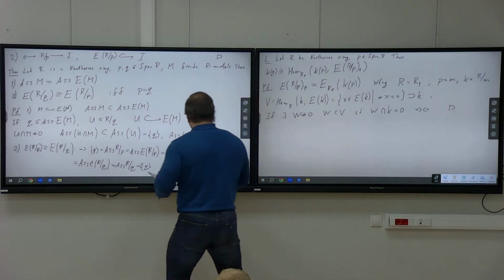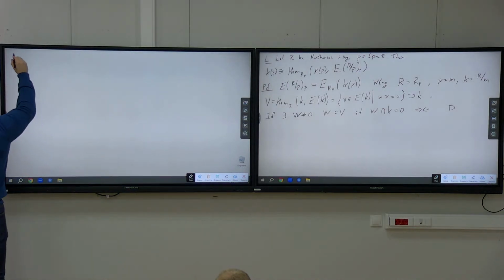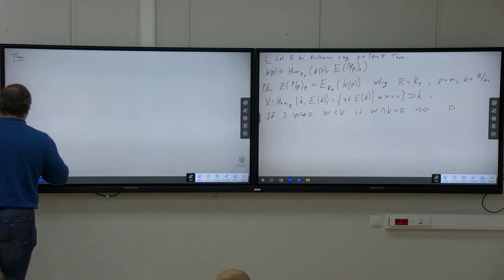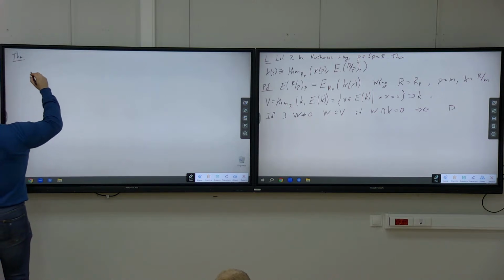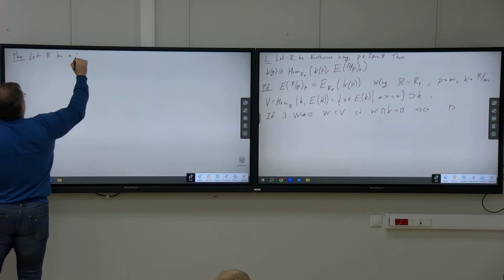Okay, so finally, one of the two main theorems. The theorem that finishes the structure theory of injective modules over Noetherian rings. So let R be a Noetherian ring.